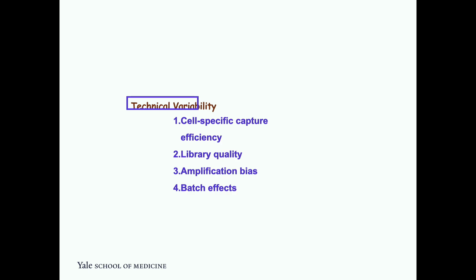So the technical variability of most RNA-seq experiments comes from cell-specific capture efficiency, library quality, amplification bias, and the batch effect. One point I want to emphasize here is amplification bias. Why does amplification bias happen? Specifically, it was mentioned not for bulk RNA-seq, but in the case of single cell RNA-seq. The reason why this happens is that you are working with a small input material. Any small input library prep, DNA or RNA, will show some level of amplification bias. And we see a dominant effect of amplification bias in single cell libraries because of that.